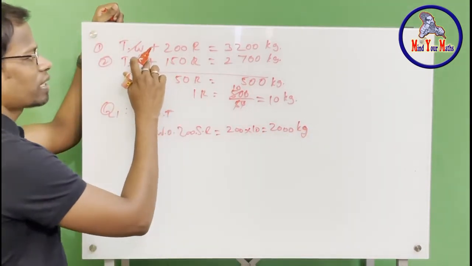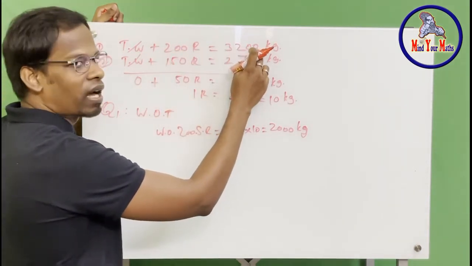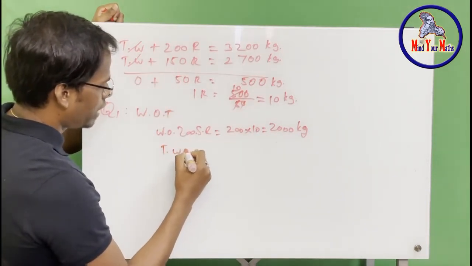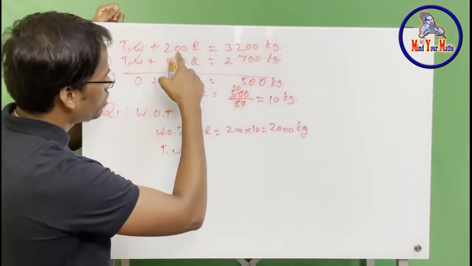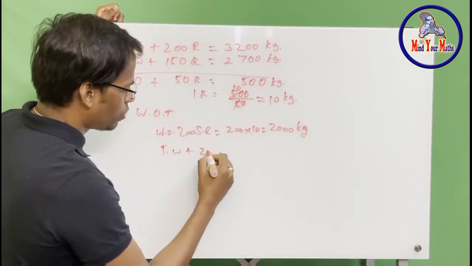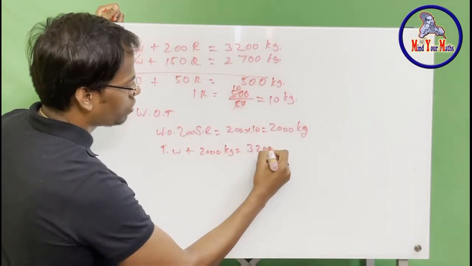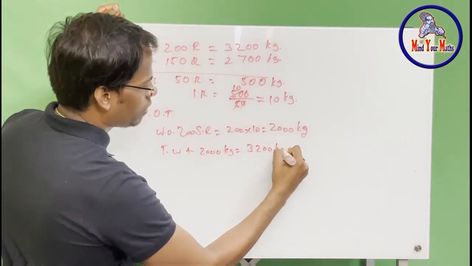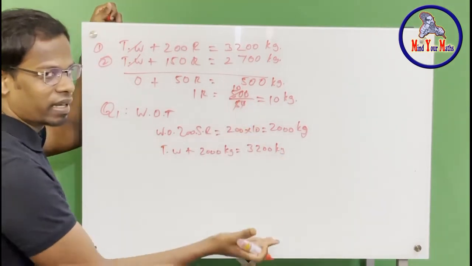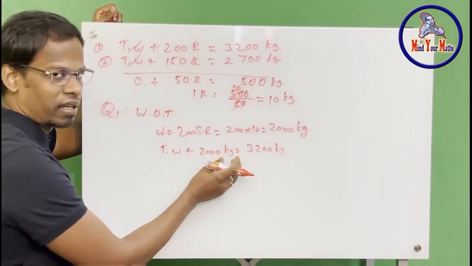So now truck's weight plus 2,000 is equal to 3,200. So let's write that equation. Truck's weight plus this one, 200 sacks of rice, which is 2,000 kilograms, equals 3,200 kilograms, right? You don't need to write the kilogram in between. You can write it at the end as well. But this is for your understanding. I'm rewriting it in every step.